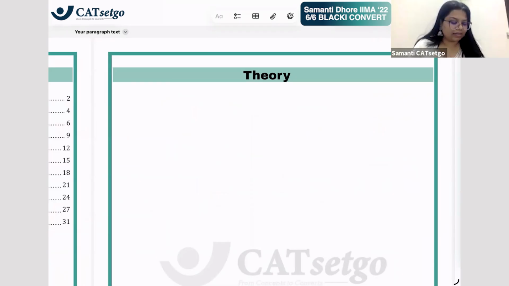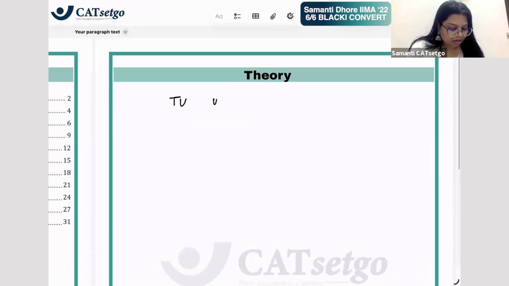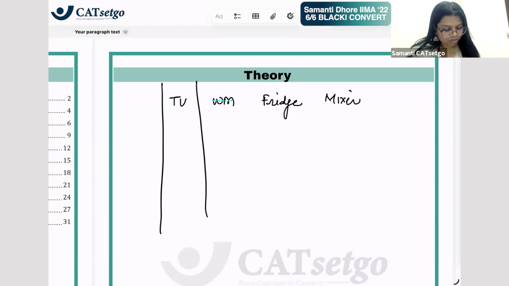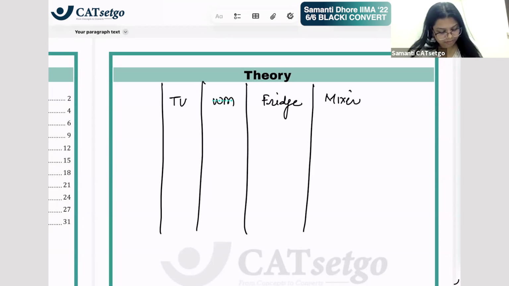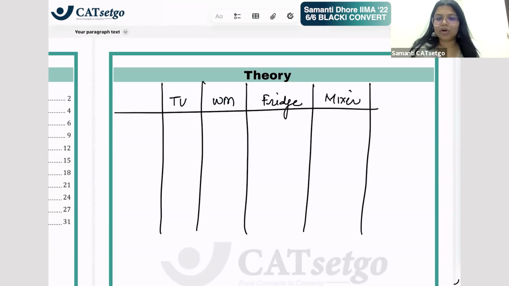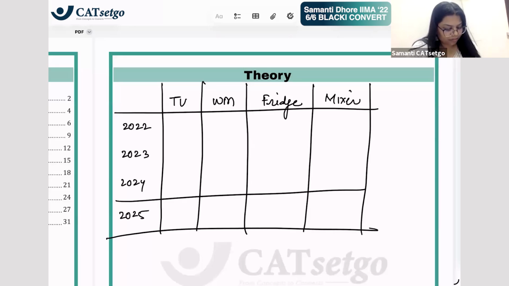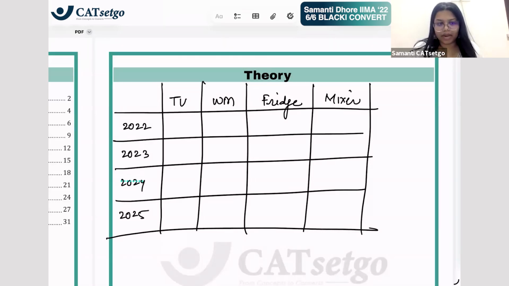So we have a company that sells a TV, a washing machine, a refrigerator, and let's say a mixer. The company sells all these products, and it has been selling them over the years. Let's say 2022, 23, 24, 25. And we have a sales report of this time. The sales report basically says the number of units sold.